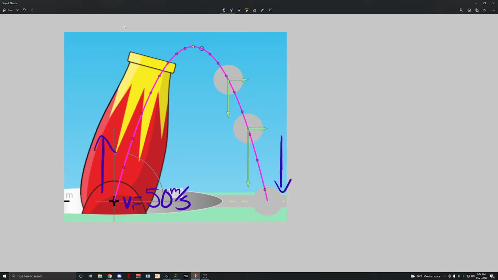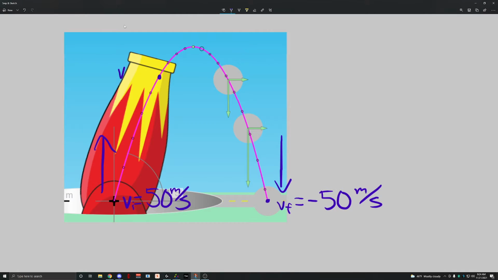Well, now you come back down, right? So you reach here, and then your final velocity here would be negative 50 meters per second. It's the same velocity except with different signs, the opposite sign. The same thing over here, right?